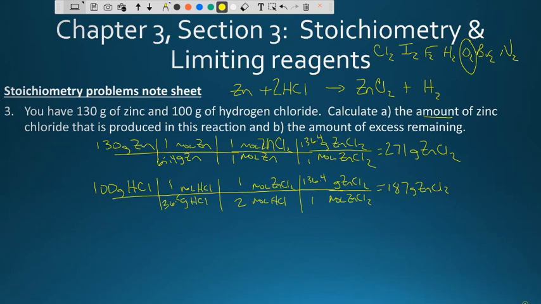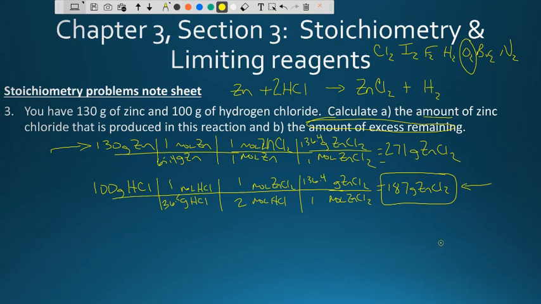Now this is the cool part. It was a lot of work to do, but what did I just do? I said that I was going to run out of my hydrochloric acid. It's only going to give me 187. I ran out. This is my excess reagent. And now I can answer part B. I have to identify who my excess is. You can't tell until you do the math first. I can only get this much, so all you have to do is circle it.